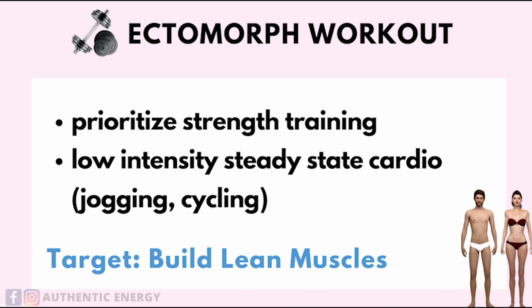But don't overdo it. For example, have strength training 3 to 5 times a week, and mix it up with a couple of sessions of low intensity steady state cardio, but have most of your training emphasize strength and weight training. So my suggestion is to prioritize strength training over cardio. This is the ectomorph workout suggestion.